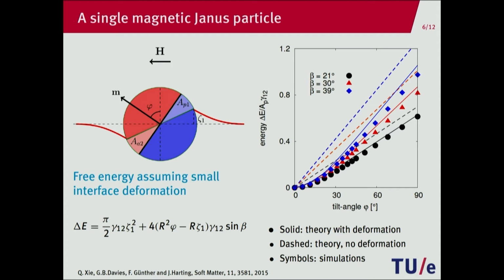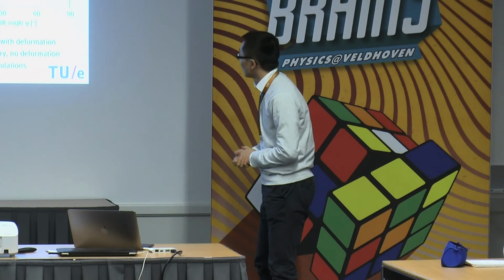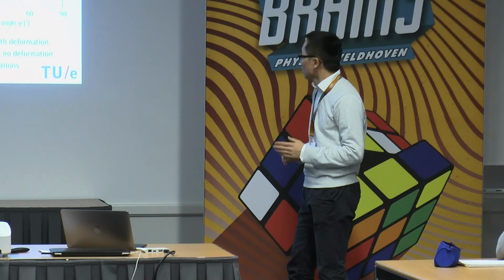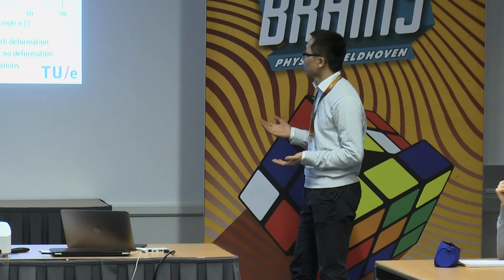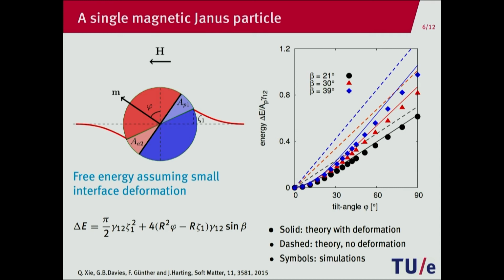We found this: you see in the red picture, the dashed line is the theory without deformation, and the solid line represents the theory considering the interface deformation. And the simulation data are the symbols. We see that the theory with interface deformation agrees better with the simulation data. So we see also that the free energy of the system depends on the tilt angle of the particle. And we can control the tilt angle of the particle with the magnetic field, thus we can really change the interface deformation just by varying the magnetic field.